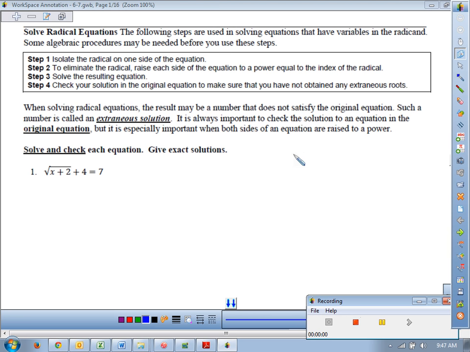This is 6-7 in Advanced Algebra 2. Today, solving some radical equations. You know, they're not quite tubular. They're just radical, right? Radical equations.